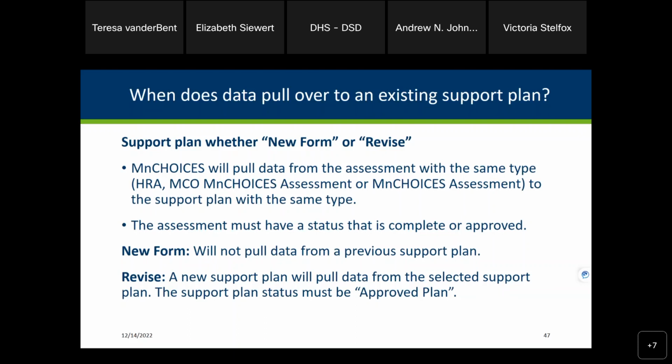Also, the assessment must have a status of complete or approved to be able to have anything pull over. And the piece that you need to know is that when you go to the form section of the application in the person record, it will not pull data from the previous plan. So if you create a new CSSP, a new support plan, it will not pull the data over. What you'll need to do instead is go to the existing support plan that has an approved plan status and choose revise, and then it will pull data from that support plan to the next support plan.